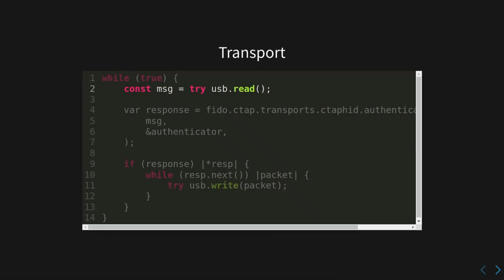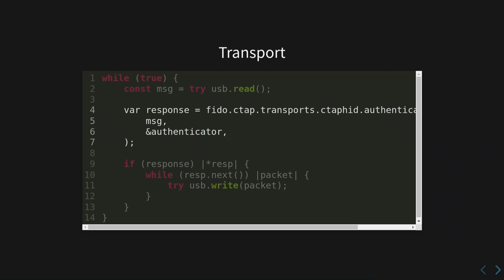After you have created an authenticator, the last thing you need to do is communicate with the client. So, for example, in that case we use USB, and we just have an infinite loop and poll USB. If we get a packet, we pass that packet to a CTAP HID handle function, together with a message and a reference to the authenticator.